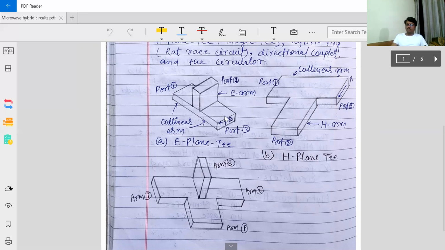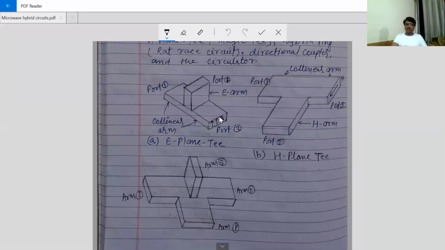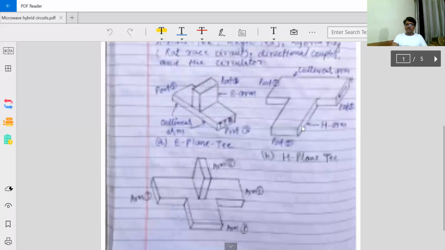Let us suppose this is a waveguide, and here the electric field is perpendicular to this surface. If the third arm is in the direction of the E field, as we are watching here, perpendicular like this, and this arm is in the direction of this electric field, then this is known as E-plane T.